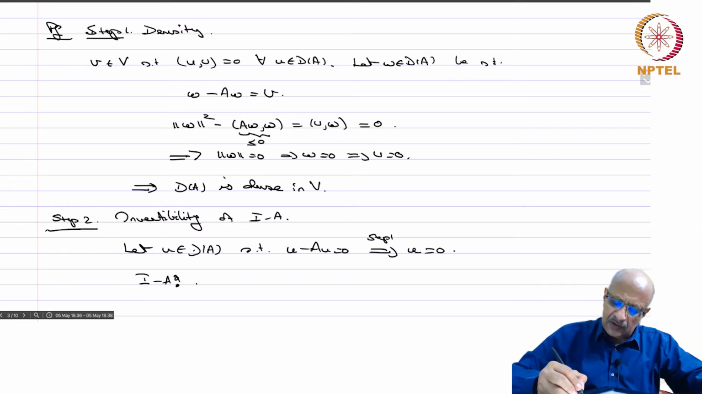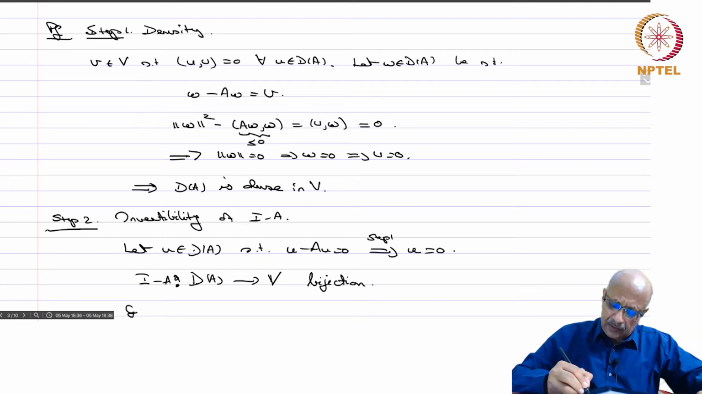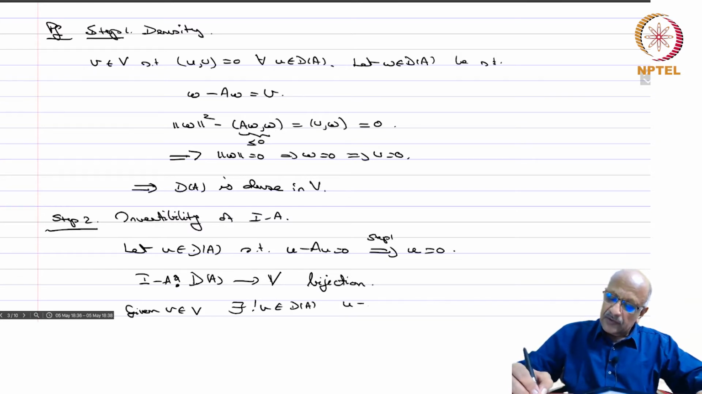is a bijection from D of A to the whole of V, because it is onto, and so there exists, given v in V, a unique u in D of A such that u minus Au equal to v.